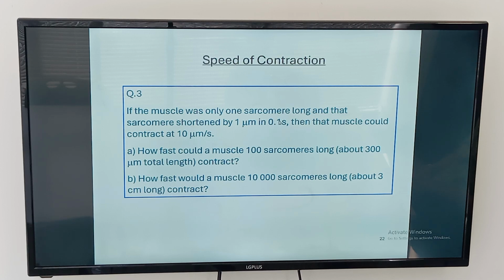So this note is for only one muscle. A. How fast could a muscle 100 sarcomeres long, about 300 micrometers total in length, contract? B. How fast would a muscle of 10,000 sarcomeres long, about 3 centimeters long, contract?